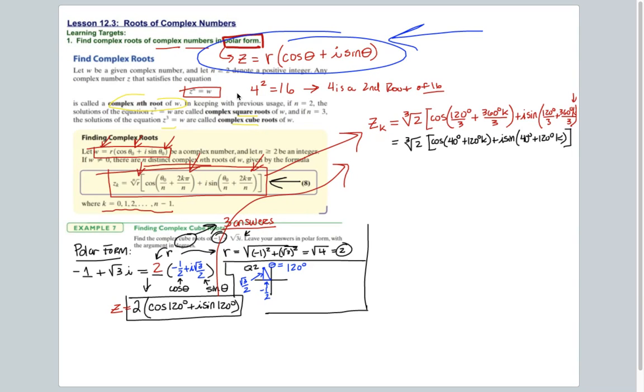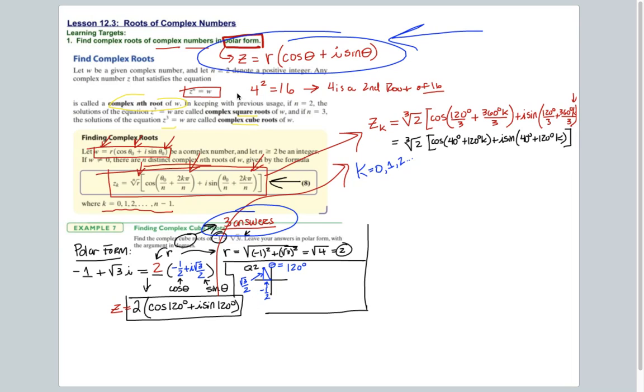I should be able to double check this in my calculator in just a minute when I'm done. Now I'm going to go through 3 different values of k because I need 3 different answers, like we talked about before, 3 cube roots. I'm going to start at 0 and go 1 and 2. So 0 for k means you don't have any extra 360 or 2 pi, then 1 for k, and 2 for k.